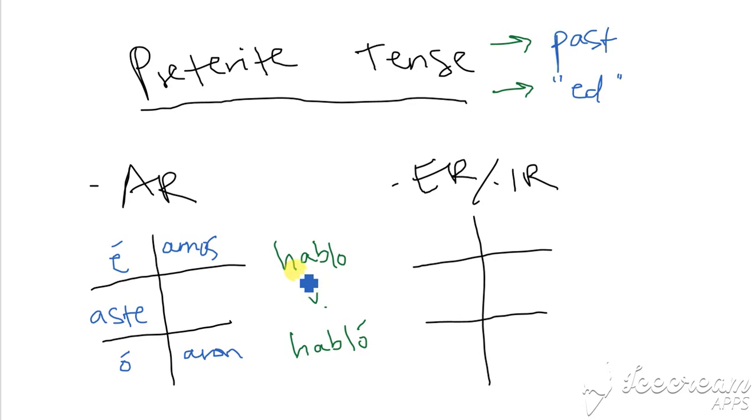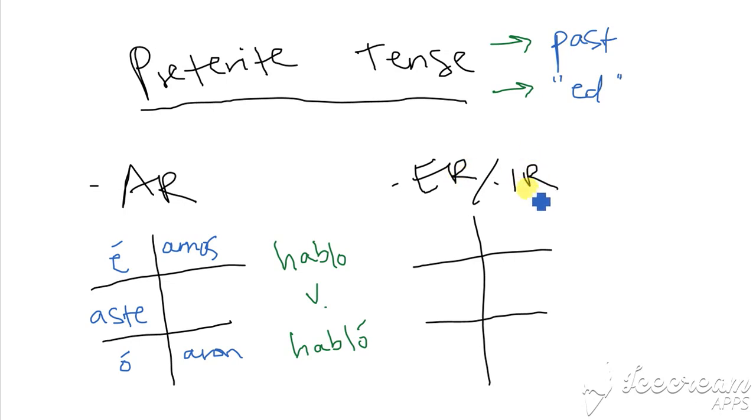For example, if you say hablo, that means I talk in the regular present tense. I talk or I'm talking. If you say habló with an accent, that means he or she talked in the past tense. So it's really important to use these accents and to pronounce these accents.